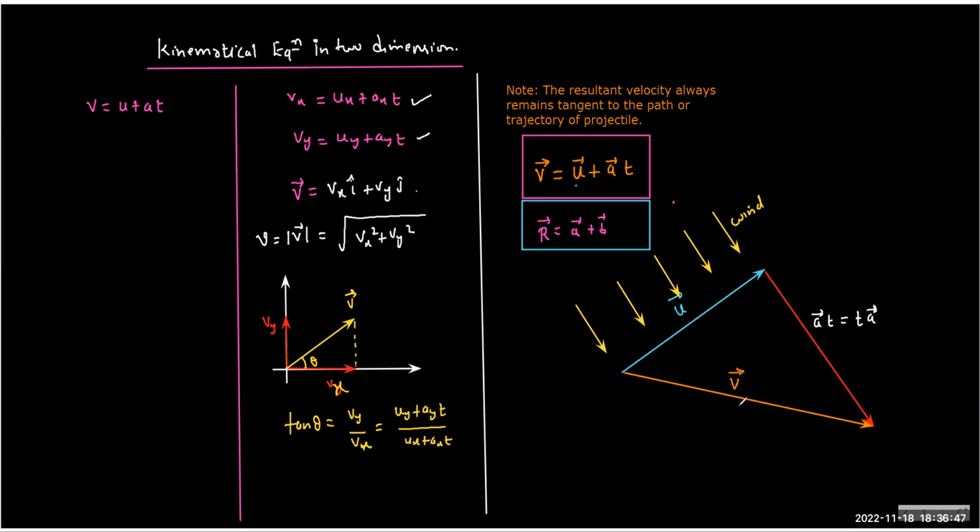V vector. Now, in one dimension, that triangle will not appear to you. It will become a straight line. Everything is in the same direction. That's why there is no need to draw the triangle in one dimension. It's good to go by the direct formula or the equation. In two dimension, it is sometimes very powerful. So this is called the velocity triangle.